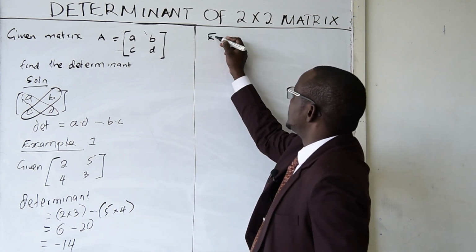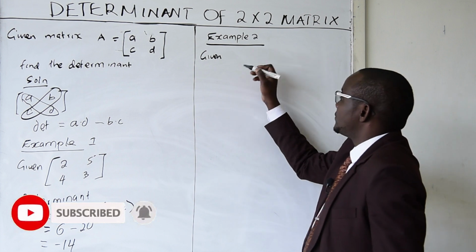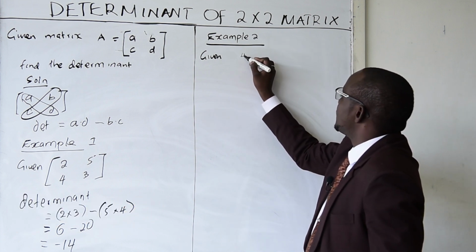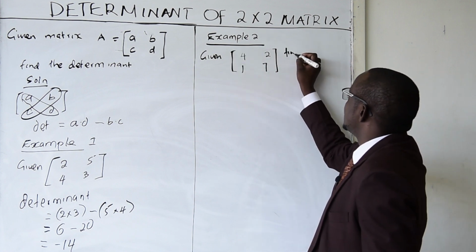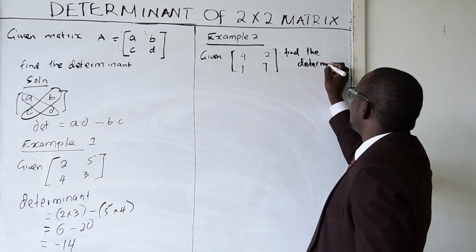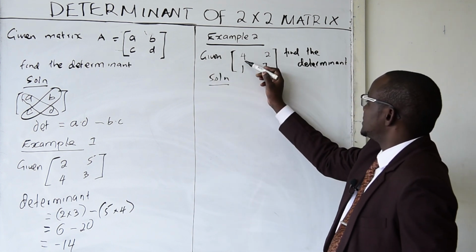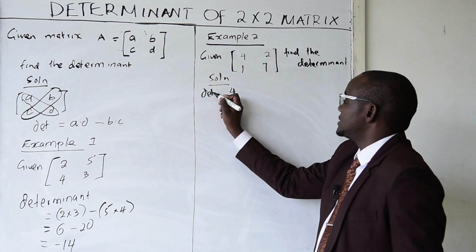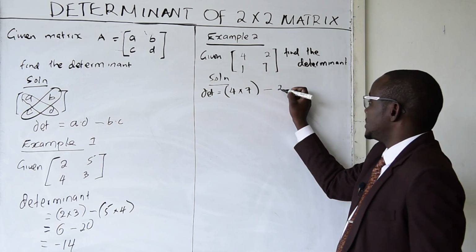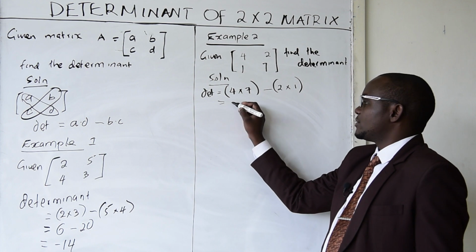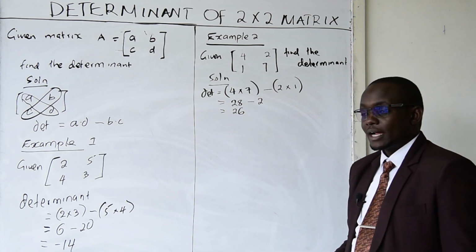So we can also have another example, example 2. If you are given, for instance, 4, 2, 1, and 7, and you are told to find the determinant, this is how you find the determinant the same way. You take the elements of the leading diagonal, so our determinant is given by 4 multiplied by 7, minus the multiplication of the elements of the lagging diagonal, which is 2 multiplied by 1. This means we have 28 minus 2. The determinant is 26.